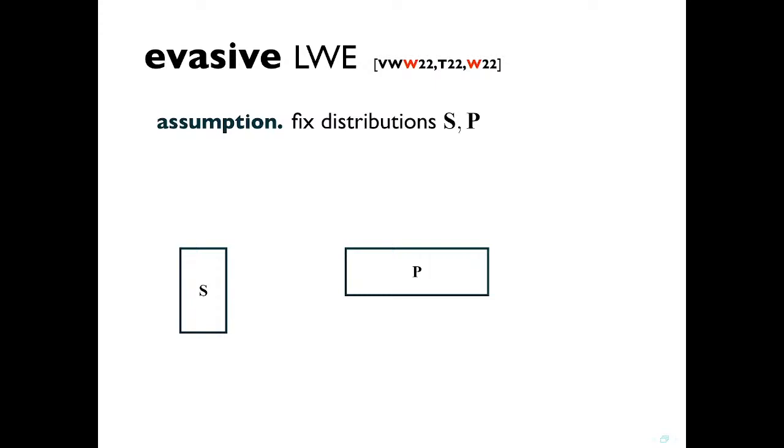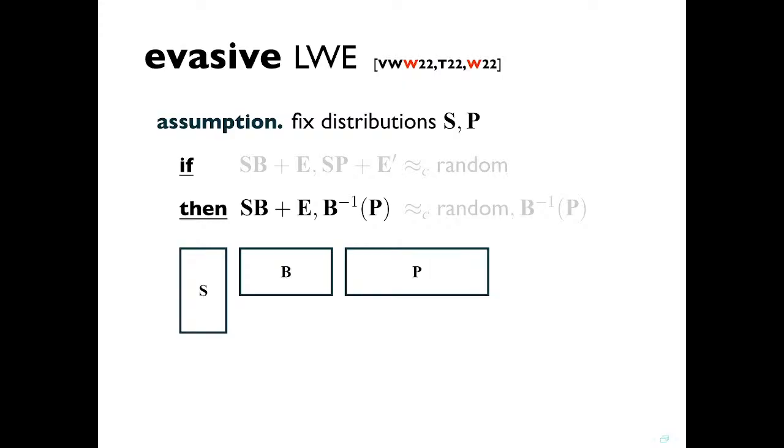Fix some distribution S and P. S is over very tall matrices, and P is over very wide matrices. The evasive LWE assumption is a souped-up version of the LWE assumption. We want to understand the following question. Given an LWE sample SB plus E, together with some Gaussian preimages with respect to this matrix P, can we show that SB plus E is pseudo-random? In general, this statement is false. If P is a gadget matrix, B inverse of P leaks a trapdoor for B, so all hope is lost. But we can still hope that maybe for some matrices P, SB plus E is still pseudo-random.